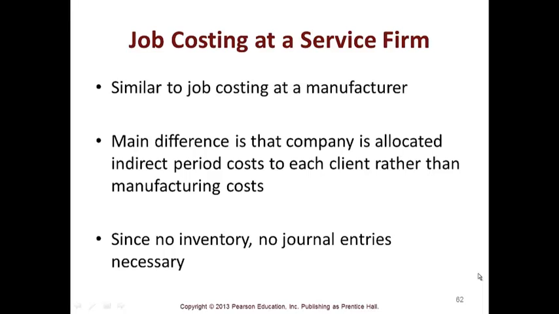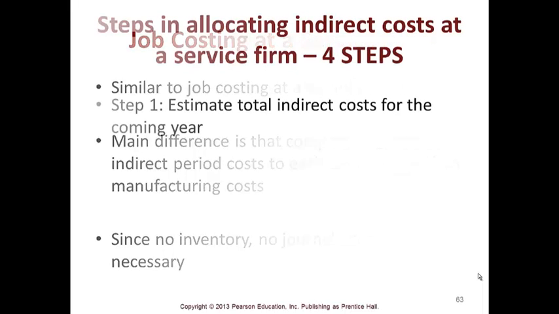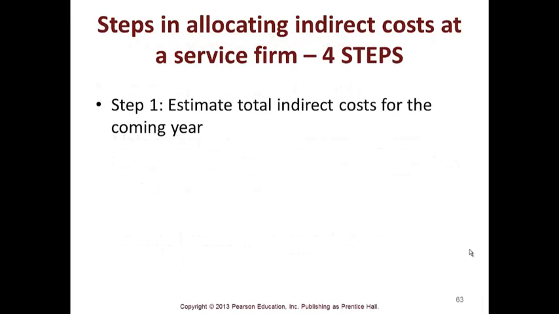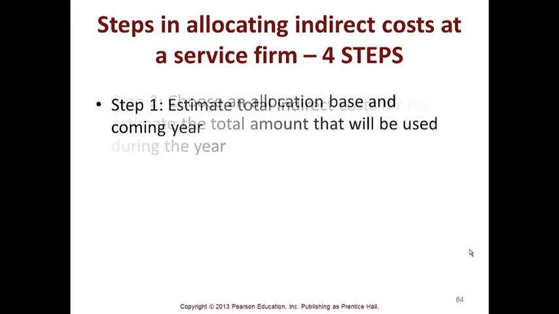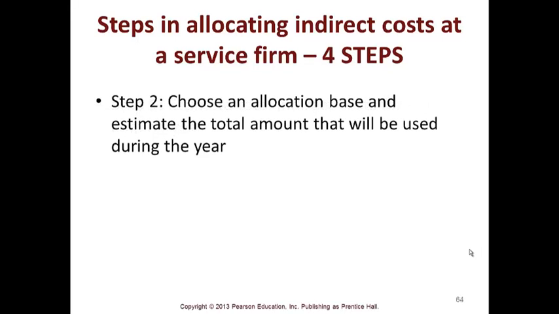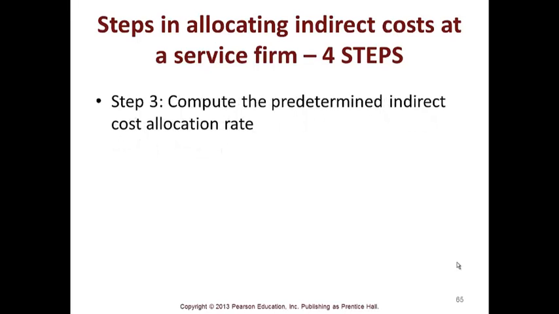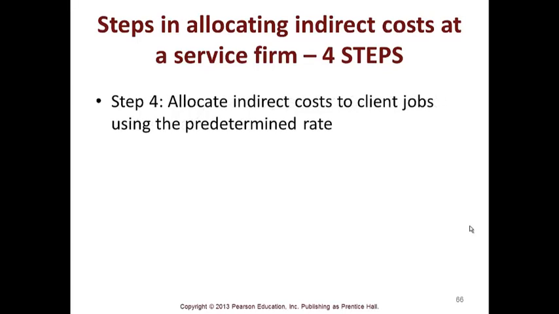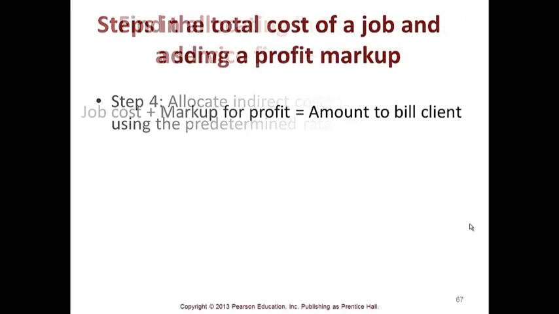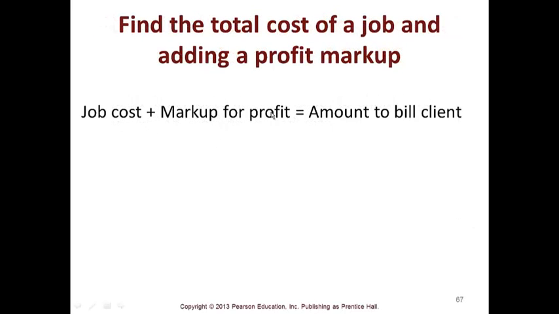There's no inventory, so there are no journal entries. It's truly a cost accounting system that resides outside of the GL. And there are 4 steps. Estimate the total indirect costs for the coming year. Choose an allocation base and estimate the total amount that will be used during the year. Compute the predetermined indirect cost allocation rate and allocate indirect costs to client jobs using the predetermined rate. So job cost plus markup for profit equals the amount that you would bill a client. And in a similar situation in a hospital service line, you would have the cost of the service plus any markup for profit is the amount that you bill.